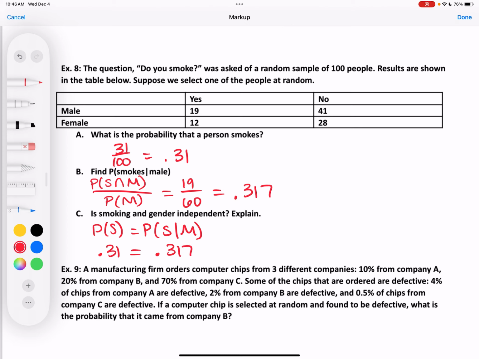So this one's kind of a weird one that you could argue either way. But that would technically round to 0.32. So I think the book would probably technically say these are not independent because they're not exactly the same. But if you were to say that they're independent because those numbers are super, super close, I would probably give it to you. But technically speaking, these are not independent because these are not equal.